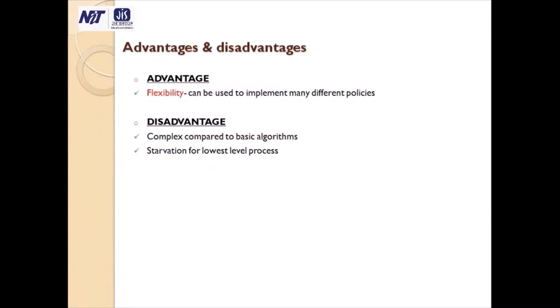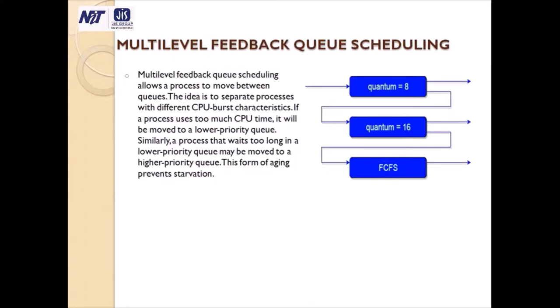Now the advantage of multi-level queue scheduling is its flexibility. It can be used to implement many different policies. And the disadvantage of multi-level queue scheduling is that it is complex compared to the basic algorithms. And here starvation arises for the lowest level process. That means some process residing in the lower priority queue never gets the chance, so starvation may occur.